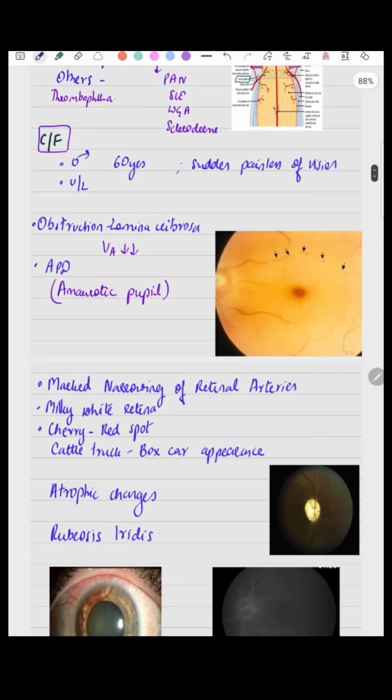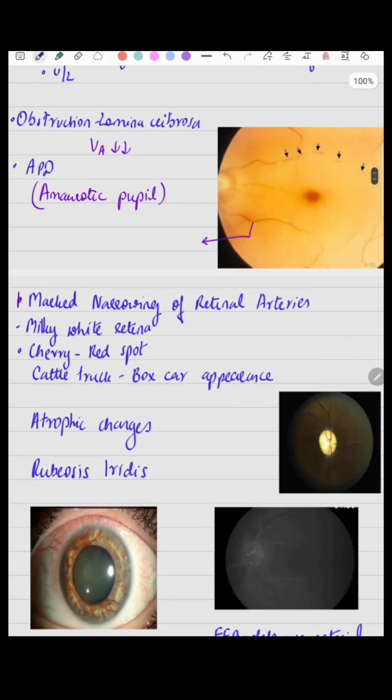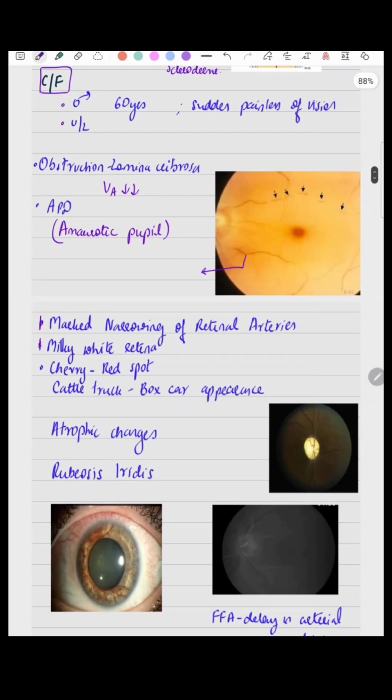Then there is narrowing of the retinal arteries and mild narrowing of the retinal veins. Here you can see the retinal arteries are markedly narrowed. And there is a milky white retina, a cloudy white edematous ground glass retina. Because of edema, the retina looks milky white. Then there is a cherry red spot in the center of the macula, and there is this cattle truck or boxcar.